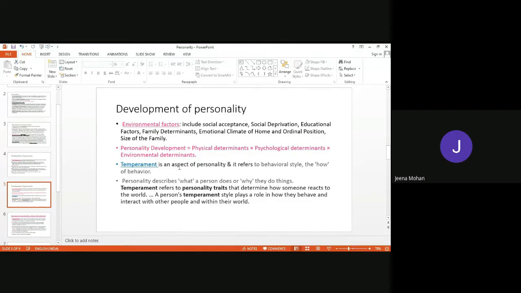So temperament refers to personality traits that determine how someone reacts to the world. A person's temperament style plays a role in how they behave and interact with other people and within the world.